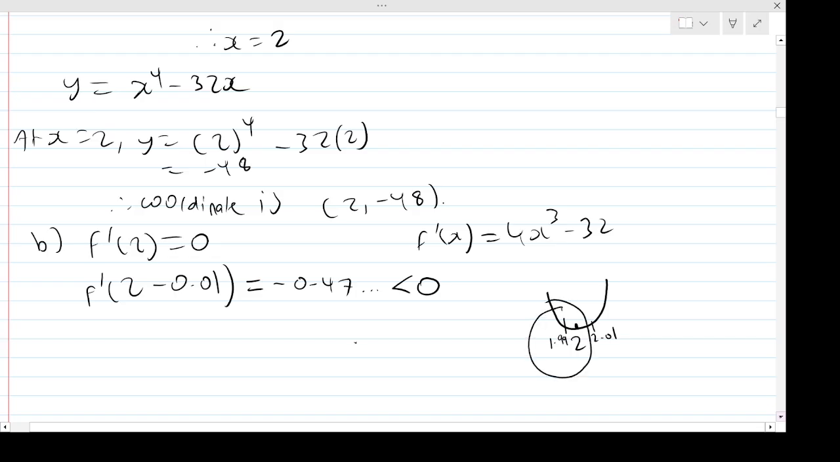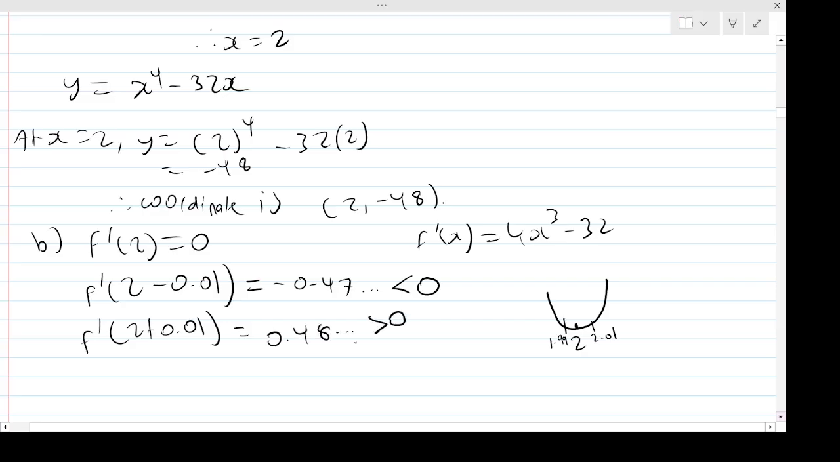So this is the idea, right? This is 1.99 and the gradient is negative, so it's going down to the left of the point 2. Now, if we consider the other way, let's add 0.01, so we're a bit over 2, to the right of 2. If we put that in a calculator, we would get 0.48, and that would be positive, okay?